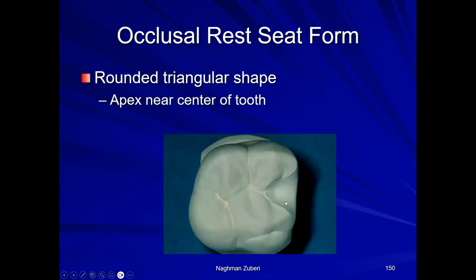Another very important point is that it should have the shape of a triangle with the apex towards and near the center of the tooth, and the base towards the marginal ridge.